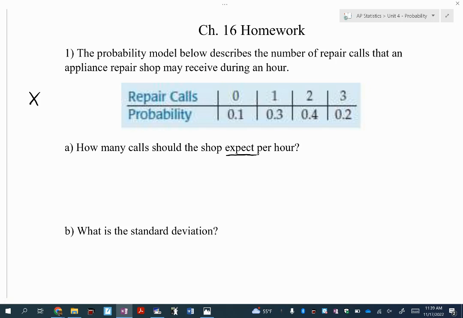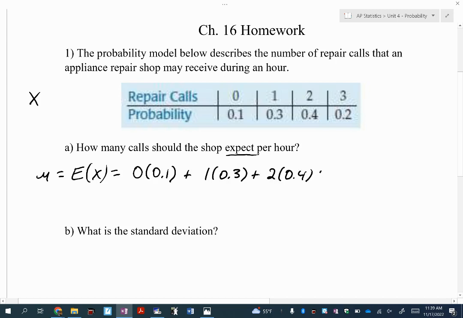All right, so this is your choice. You don't have to do all of these. Mu or expected value. Remember, you choose. I'm going to write both, but you can just pick one. So 0 times 0.1 plus 1 times 0.3 plus 2 times 0.4 plus 3 times. So we take each of our possible values for this variable, 0, 1, 2, 3, and multiply them by their corresponding probabilities of occurrence.